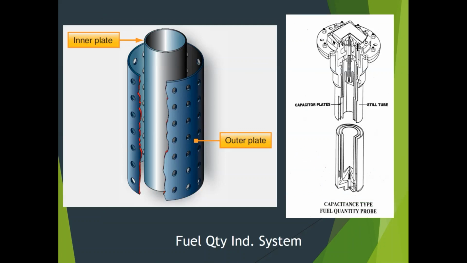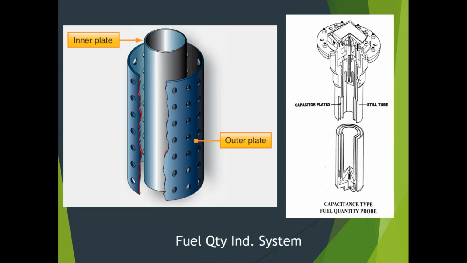Capacitance type fuel quantity probe. It's essentially, they're cylindrical, and they've got your outer plate, you can see it's got holes in it to allow fuel to go in. They're open at the bottom. Fuel can flow up and down from the bottom as well. And then you got your inner plate, and those act as your 2 plates for your capacitor.